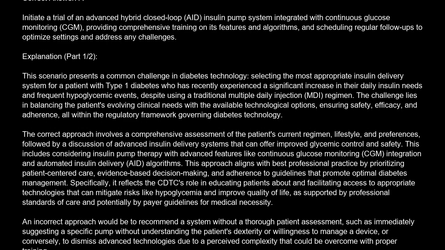The correct answer is A. Initiate a trial of an advanced hybrid closed-loop AID insulin pump system integrated with continuous glucose monitoring, CGM, providing comprehensive training on its features and algorithms, and scheduling regular follow-ups to optimize settings and address any challenges. Explanation. This scenario presents a common challenge in diabetes technology: selecting the most appropriate insulin delivery system for a patient with type 1 diabetes who has recently experienced a significant increase in their daily insulin needs and frequent hypoglycemic events, despite using a traditional multiple daily injection, MDI regimen.